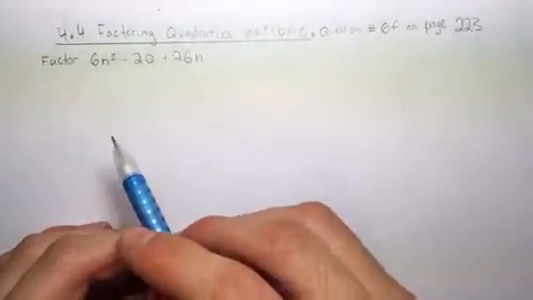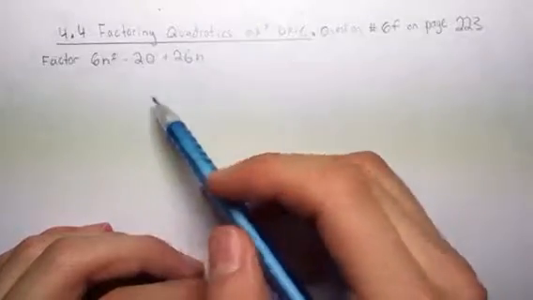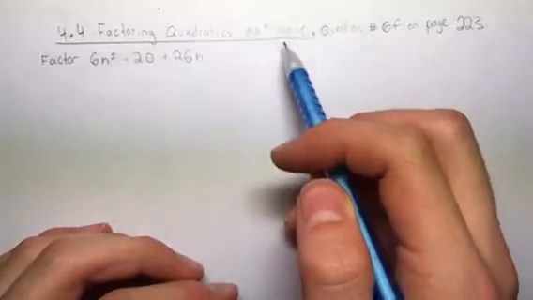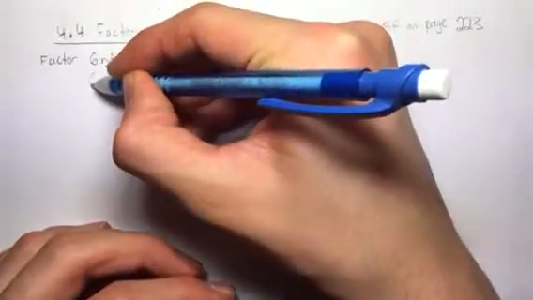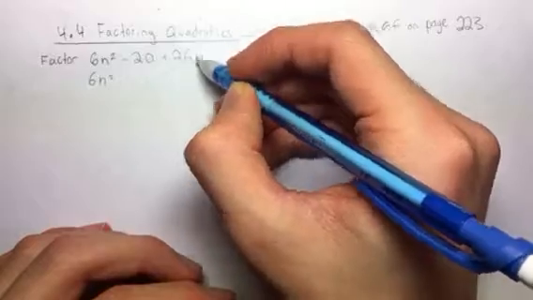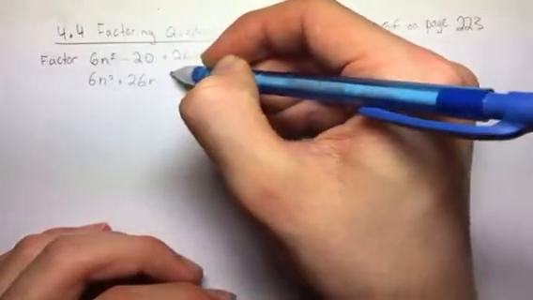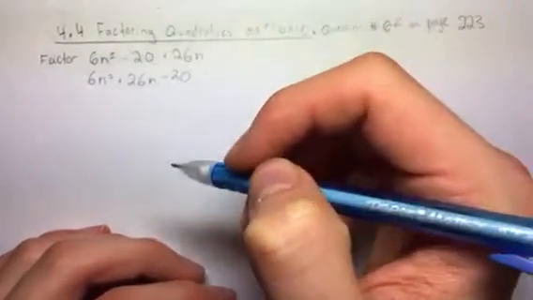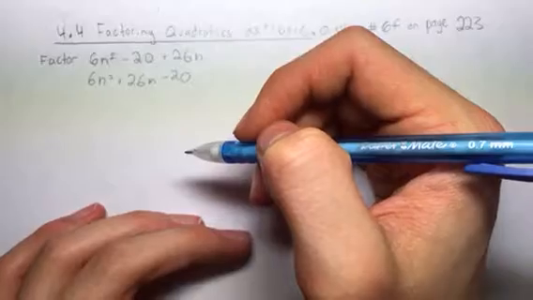So first of all, this equation right here is not in the format ax² + bx + c. So we have to do some rearranging. We're going to change that to 6n² and just move that over here, because this is the bx. So plus 26n minus 20. Okay, so now that it's in the right format, in the right order, we can start to factor this.